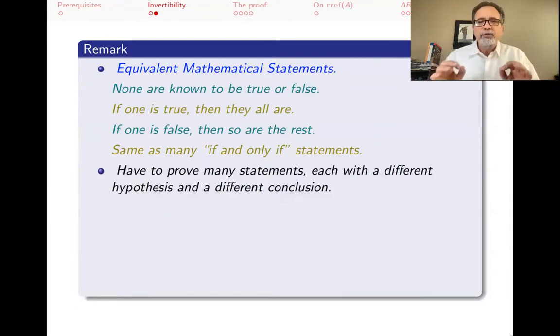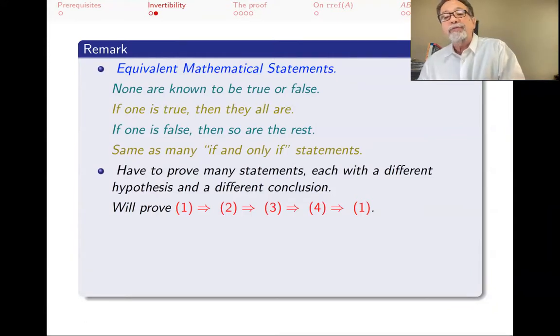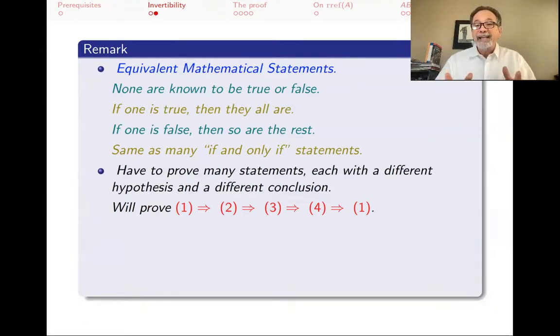And if you don't think about it too much, you might think that, okay, I also have to prove that if one of them is false, then all the other ones are false. That would make 24 statements. However, all we're going to do is prove that statement 1 implies 2, 2 implies 3, 3 implies 4, and 4 implies back 1. Now, why is that enough? Because if I prove statement 1 implies 2, 2 implies 3, 3 implies 4, and 4 implies 1, then I've proved that all of them are equivalent.